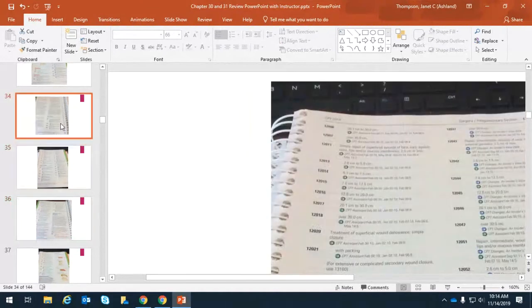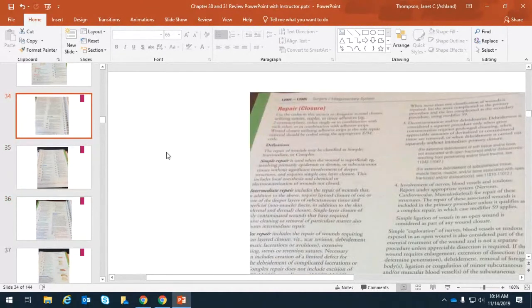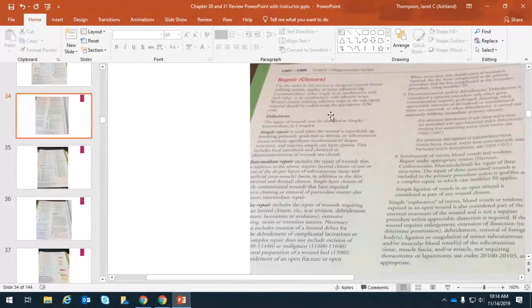So we have in the book, when we start with code 12001, this page right here shows the examples of a repair, the guidelines for repairs. So it has a sample definition of a simple repair, an intermediate, or a complex repair. So a simple repair is just one layer. It's a one and done. An intermediate repair is layered. That's your key word, layered. Layers of the skin have to be closed to treat it.